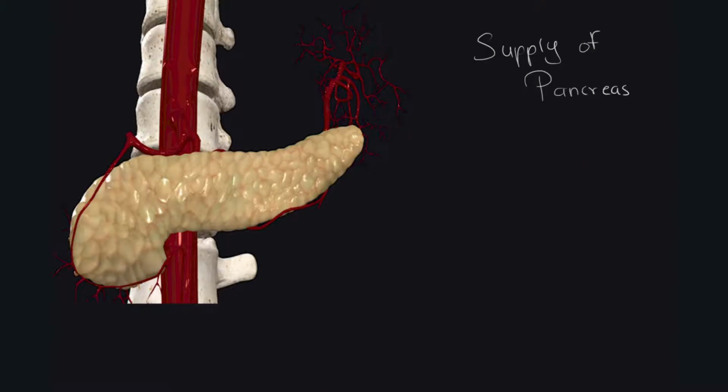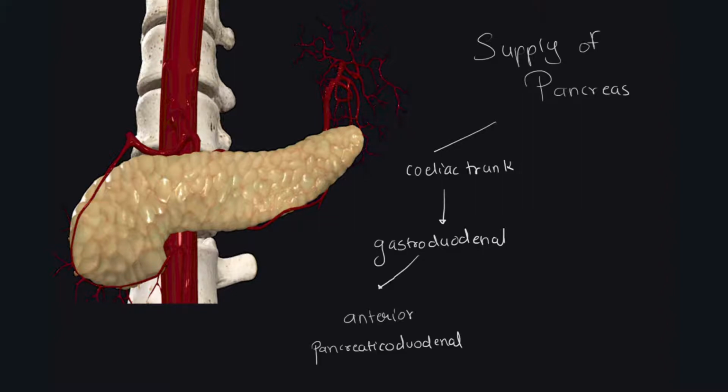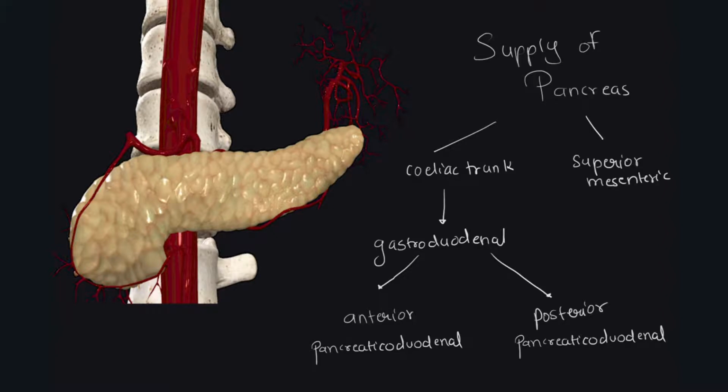The supply to the pancreas is mostly carried out by the branch of the abdominal aorta known as the celiac trunk. Coming off from the celiac trunk, we can notice that there is the gastroduodenal artery. The gastroduodenal artery divides into two major arteries that supply the pancreas, namely the anterior pancreaticoduodenal and the posterior pancreaticoduodenal. We have another major branch that serves as a primary supply of the pancreas, namely the superior mesenteric.